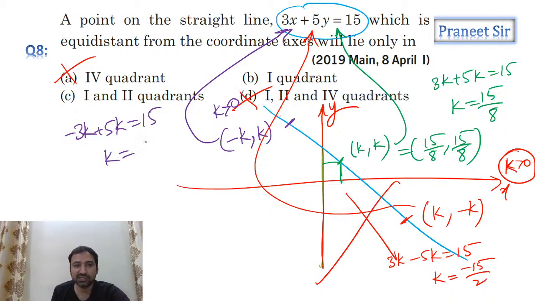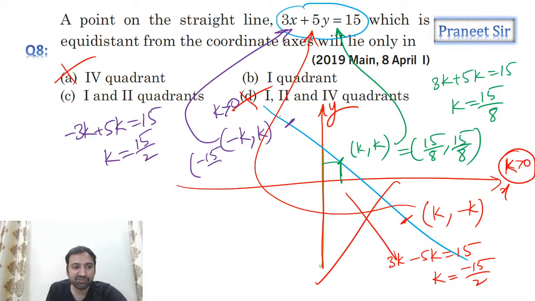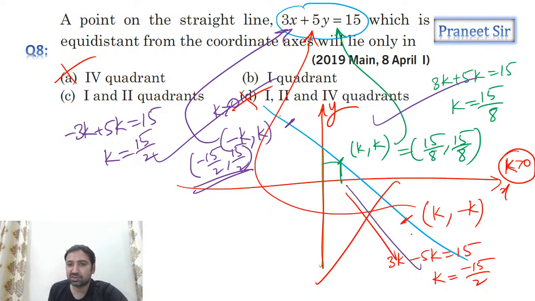So from this, k is equal to how much are we getting, guys? Are we getting 15 by 2? Is it possible? So when you substitute k is equal to minus 15 by 2, the required point we're getting is minus 15 by 2 comma 15 by 2. That's what we're getting. So can I say that the second quadrant is fine? First quadrant is fine. What about the third quadrant? Not fine. So can we say that the answer is the third option? Yes.